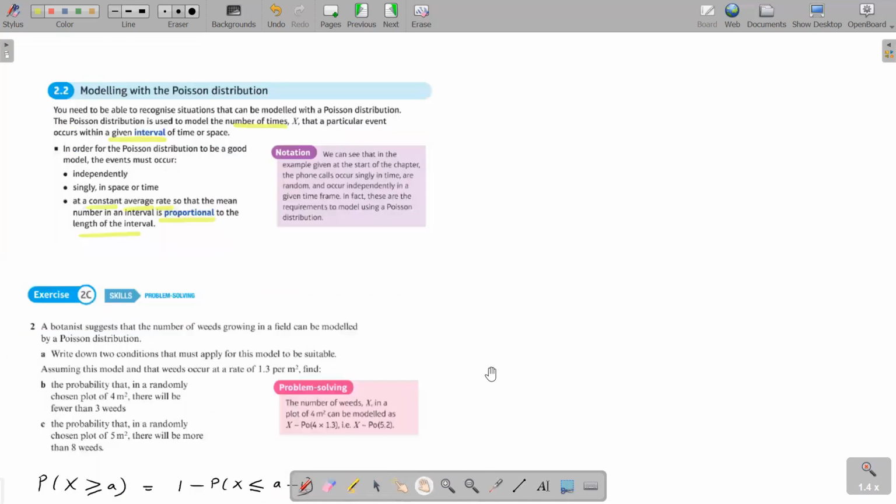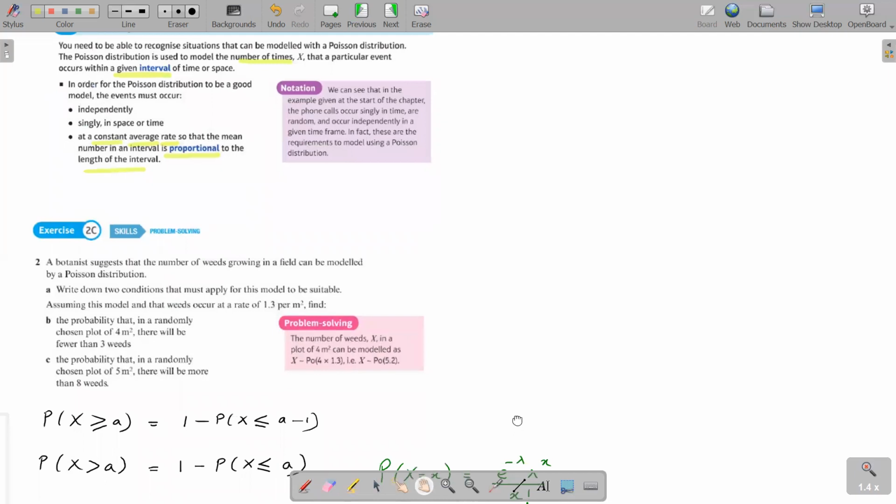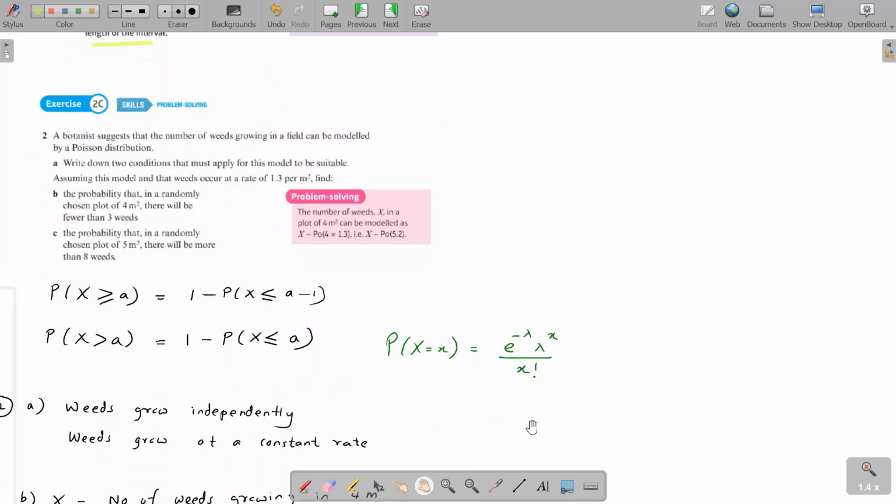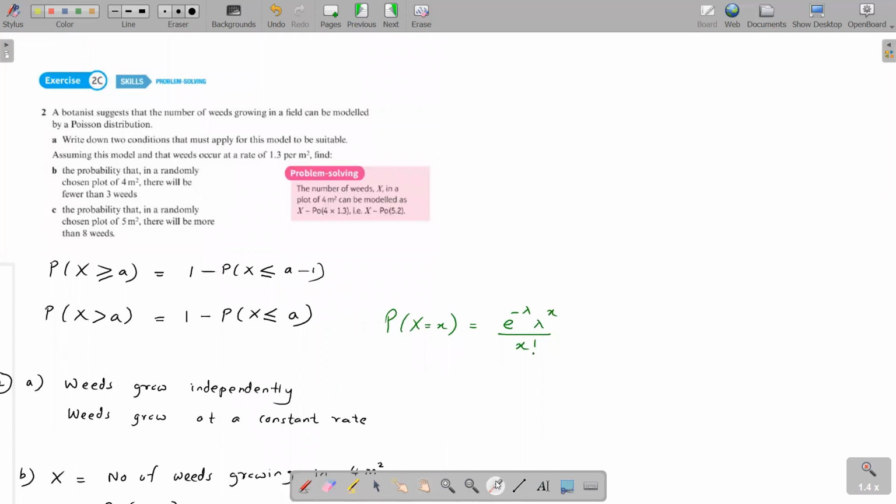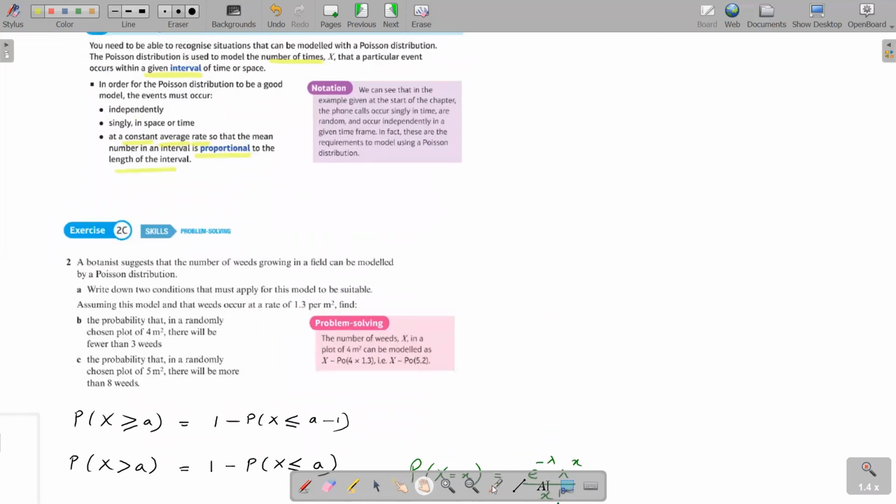Okay, so let's go through some questions in exercise 2C. I'll start with question number 2. They say a botanist suggests that the number of weeds growing in a field can be modeled by a Poisson distribution. Write down 2 conditions that must apply for this model to be suitable. What are the conditions that must apply for this model to be suitable? You can write any two of the conditions. There are 3 conditions that you need to satisfy in order to have a Poisson distribution. You can write any 2 of them within the context of the question.